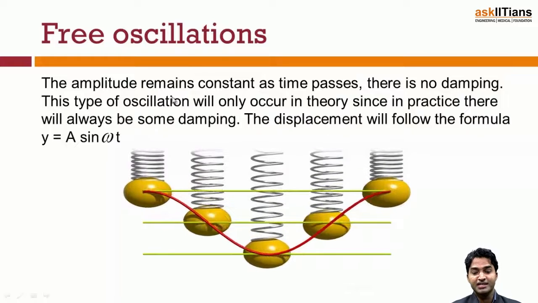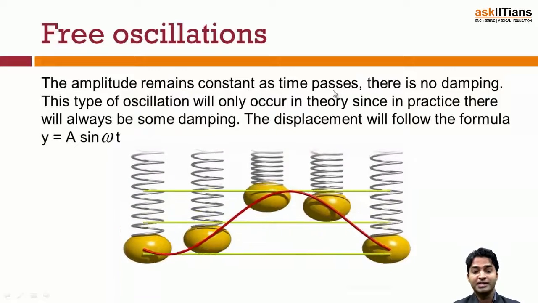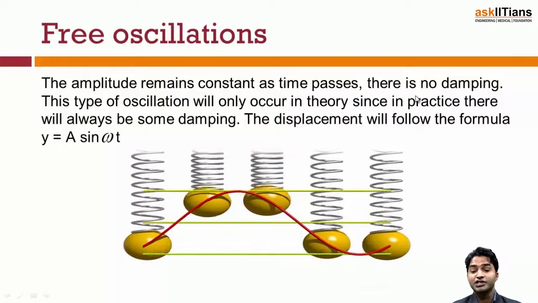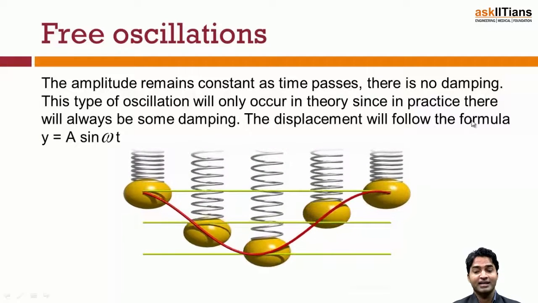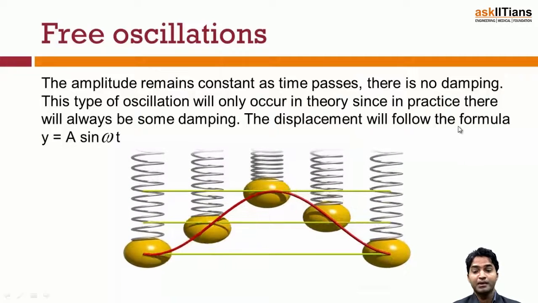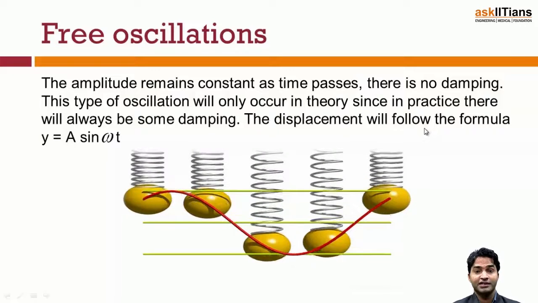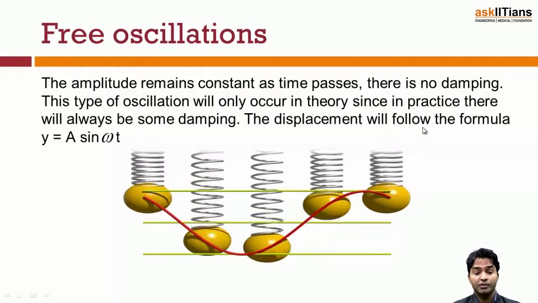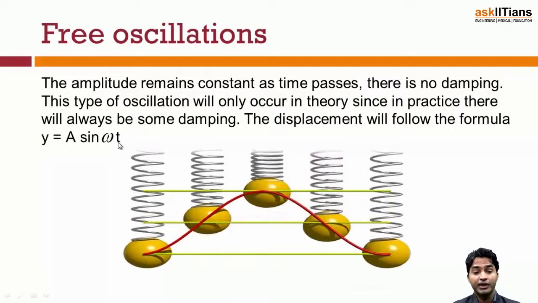Now, we can see the free oscillation over here. The amplitude remains constant as time passes. There is no damping. Such a system of oscillation will occur only in theory, since in practice there will always be some damping. The oscillation can be represented by the formula y = A sin ωt. We must know y = A sin ωt. Actually, we will discuss this mathematical formula.